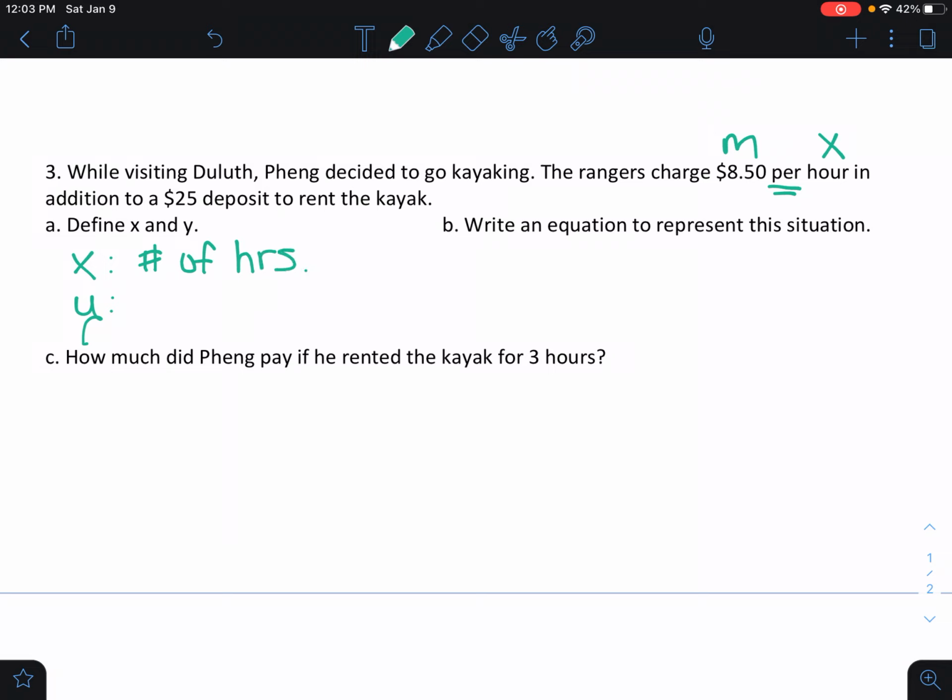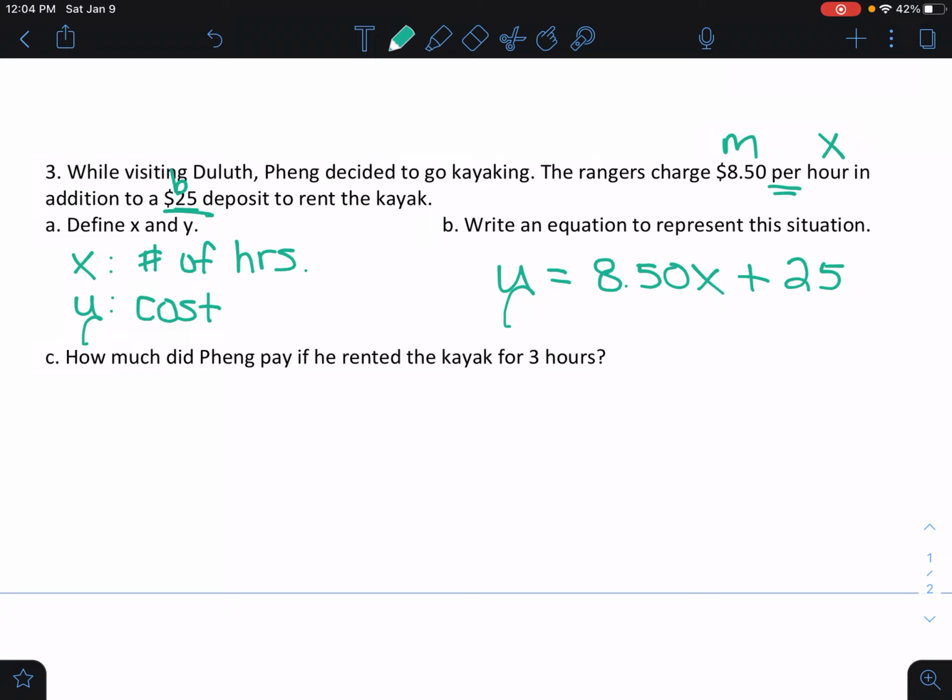Now what's the other thing they're talking about? The rest of this is about money, or cost. So this is cost. And we're going to write an equation to solve this. So y equals, we know m is 8.50, x. And then the deposit is our initial starting amount, so that's b. So plus 25.